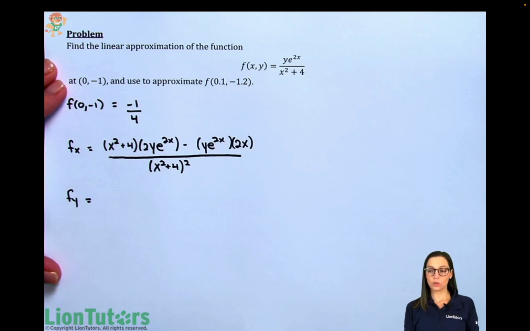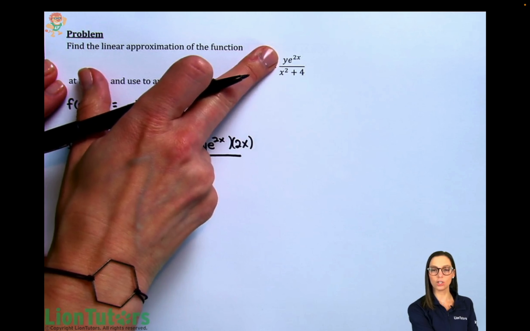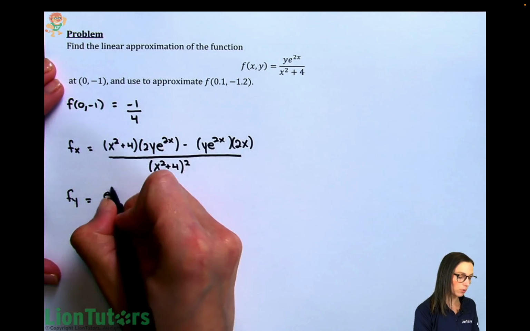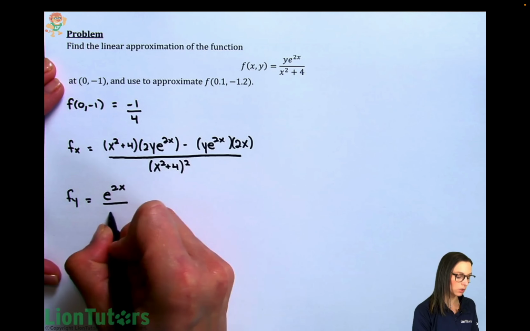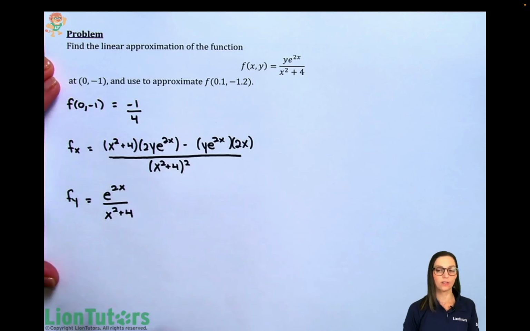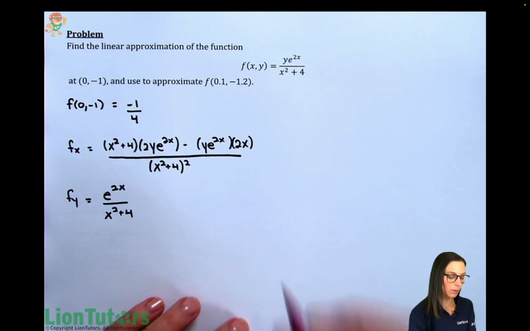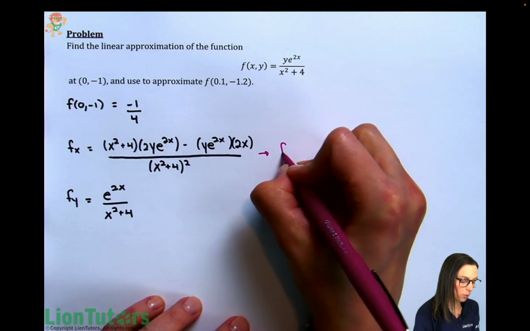If we take the partial with respect to y, this is a little bit easier because we only have one y in our function, so everything else is just acting like a number multiplied by that y. So its partial derivative would just be e to the 2x over x squared plus 4. That's all just some fraction times y. All right, so we'll take our partial derivatives and we'll plug in our point.